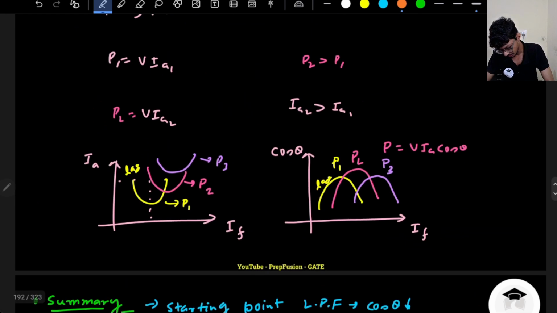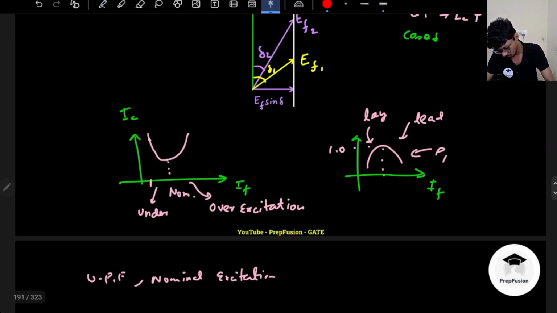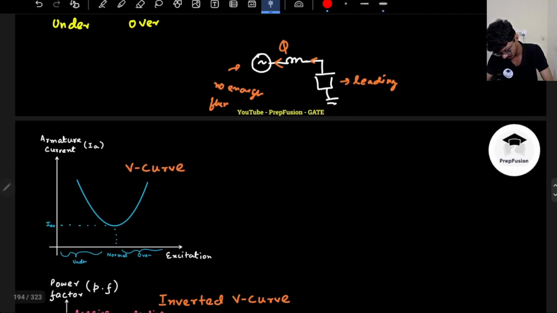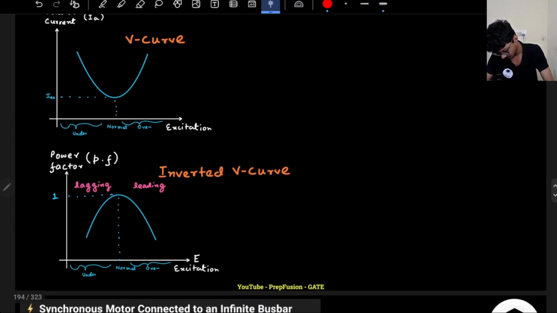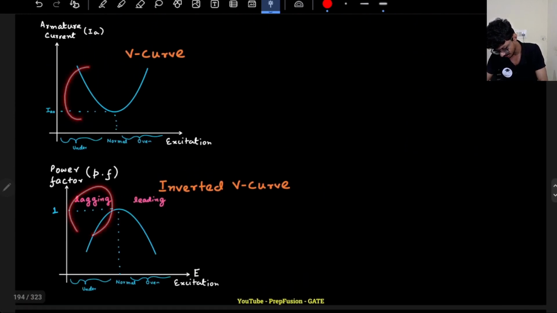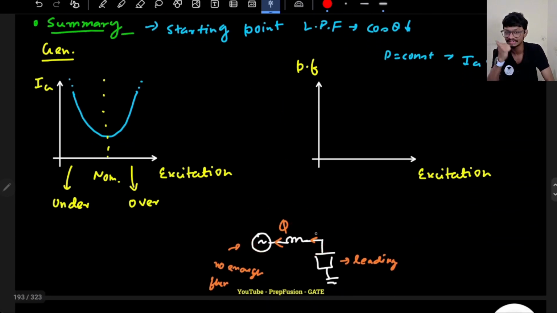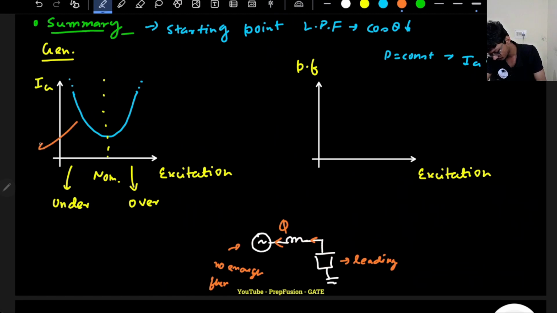If you see here, it was just opposite. Sorry, here it was lagging, right? If you see here as well, in the graph, this is lagging. Initially under excited, it was lagging, but here it is leading. Why? Because load is delivering reactive power. So I just wanted to clear the confusion, because I know there will be confusion. How will you remember the V curves? I'm just telling you a shortcut. So load is delivering reactive power, so this point will be leading, right? Because load is delivering.